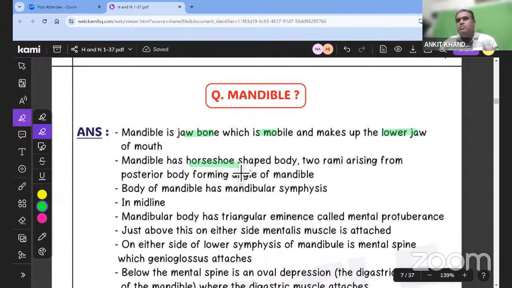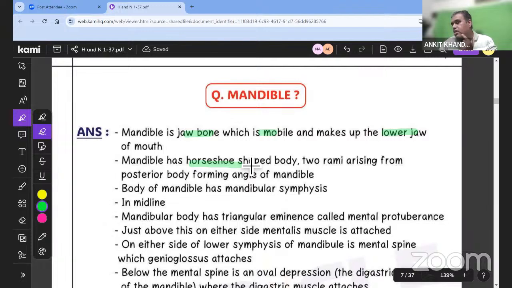It is horseshoe shaped, like this. Okay. Now, just look at the video cam over here. So it has rami as well as body. These are the two rami. You'll see in the image as well. And this is the body of the mandible. Rami and body.